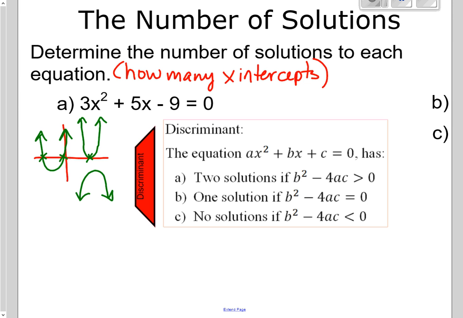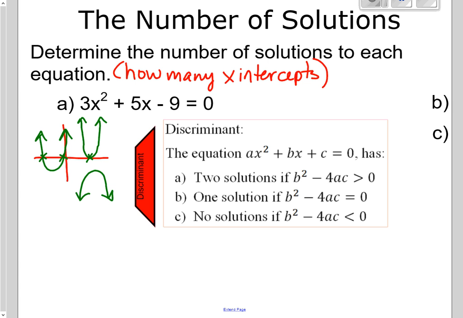It's the part that's under the square root sign, the b squared minus 4ac. And you plug your numbers into the discriminant. If you get a positive number out, something greater than 0, it means there's 2 solutions. If you get something that equals 0, then there's 1 solution. And if you get something from b squared minus 4ac that's negative, then there's no solutions.